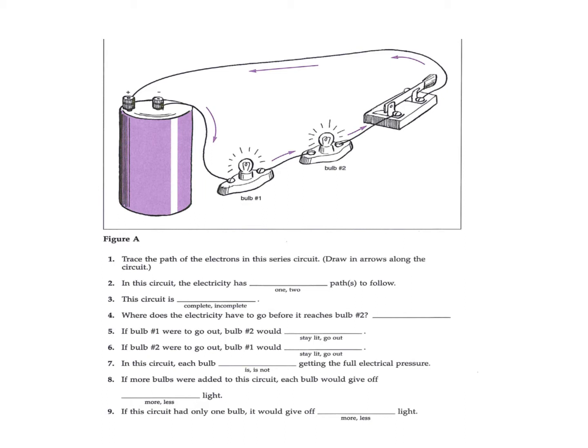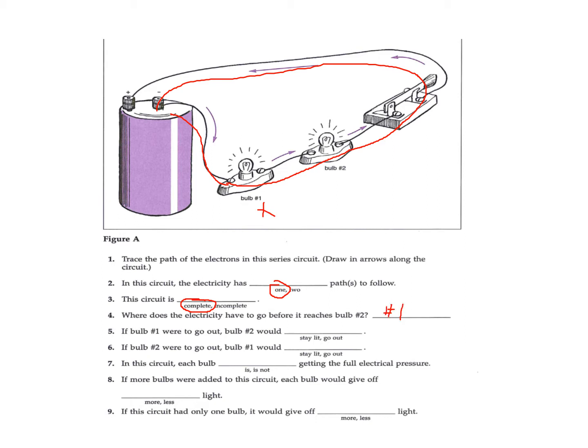That's a series circuit. That means electricity has to go through light bulb 1, go to bulb 2, and then come back. There's no other option. No other way. One way. This way, and then come back. So in this circuit, electricity has only one path. The circuit is complete. What does the electricity have to go through before it reaches bulb number 2? It has to go here first, so bulb number 1.